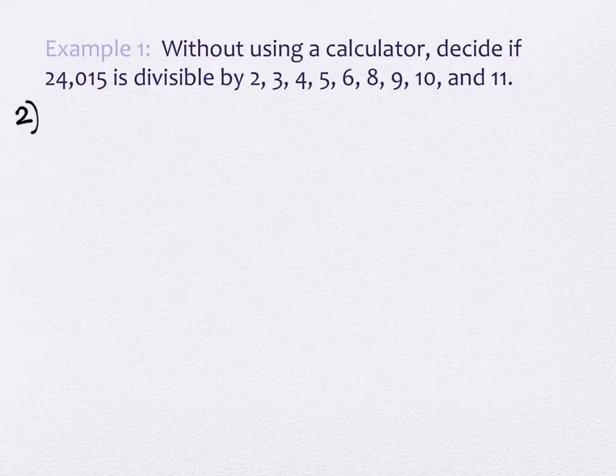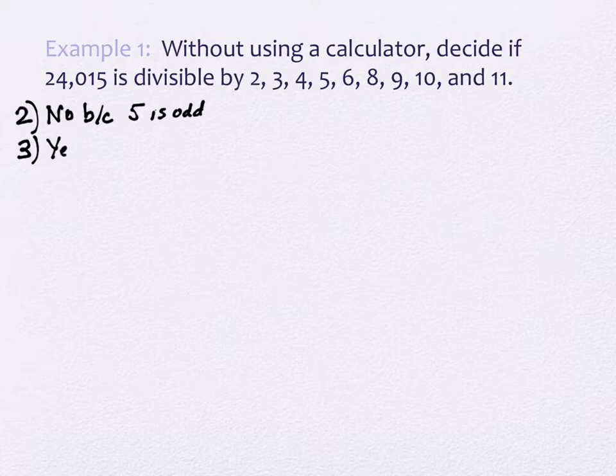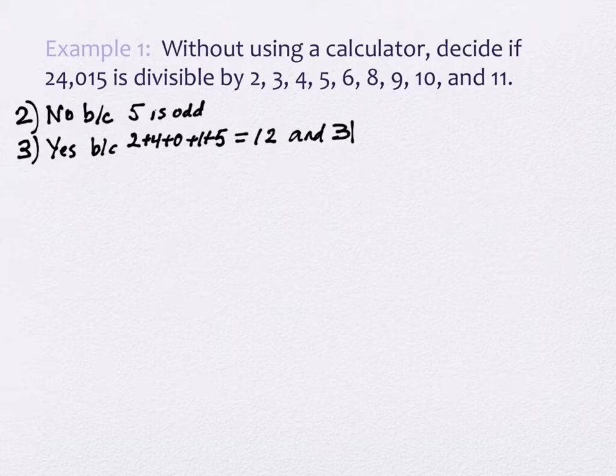2. Will 2 divide 24,015? No. Why not? Yeah, because specifically the number 5 at the end is odd, right? 3. Will 3 divide? How do you know? You add the digits together. So you've said yes. The reason is because 2 plus 4 plus 0 plus 1 plus 5 is what? 12. And 3 divides 12. So since 3 divides the sum, 3 will divide the original value.